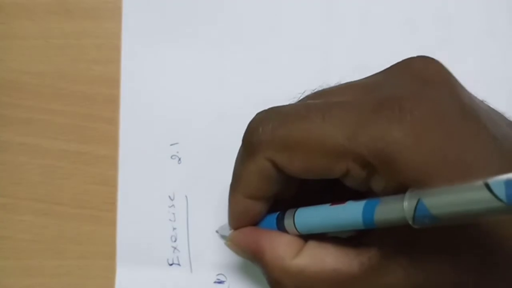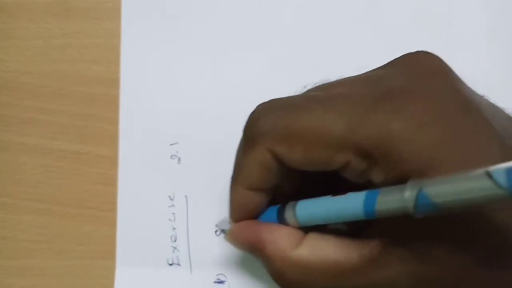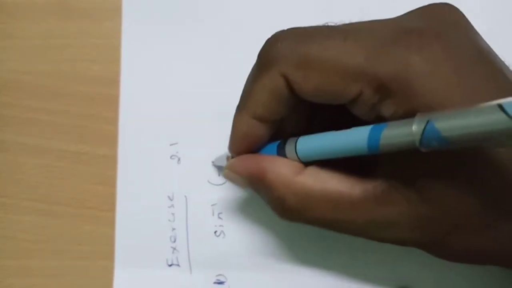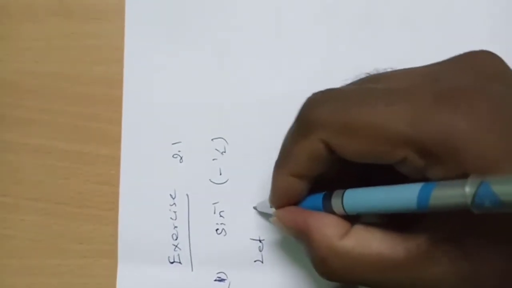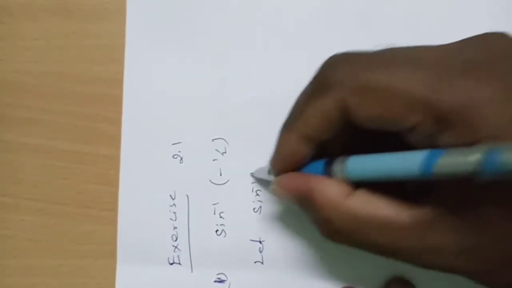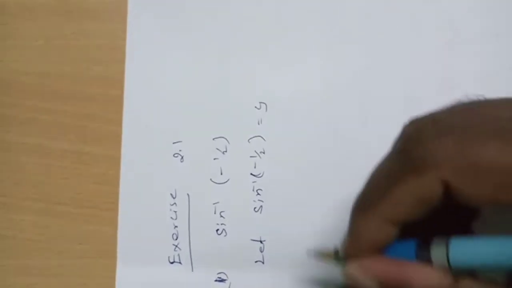Exercise number 2.1. First problem. Find the principal value of the inverse functions. Sine inverse of minus 1 by 2. Let sine inverse of minus 1 by 2 be equal to y.